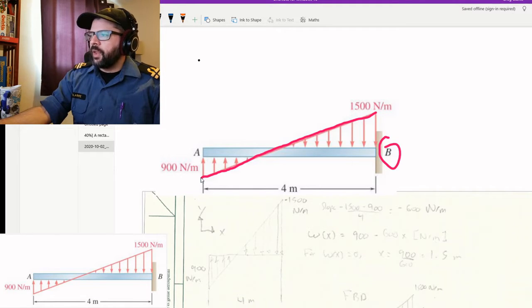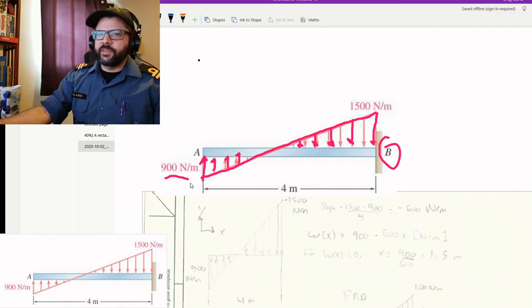from a positive 900 newtons per meter. And again, I'd like to emphasize here, this is positive because these are pushing upwards on the beam. This is negative because these are pushing downwards on the beam. So from a positive 900 newtons per meter on the one end of the beam to 1500 newtons per meter at the close end of the beam.